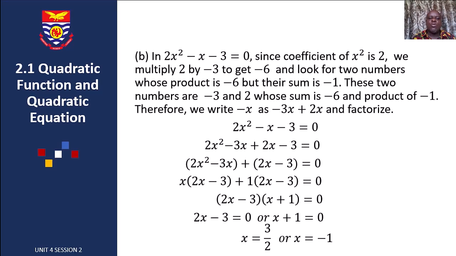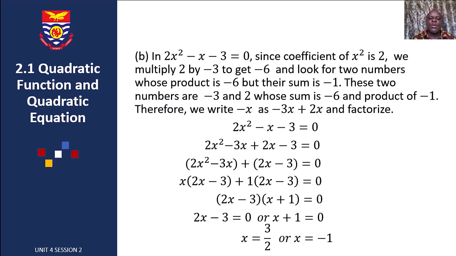And so we use these two numbers to replace the middle number with the variables attached. So we will have 2x squared minus 3x plus 2x minus 3 is equal to 0. Then we put the first two into parentheses and the last two also into parentheses. Over here, the sign that comes before the last two in parentheses is plus, and so the sign in the bracket remains the same.